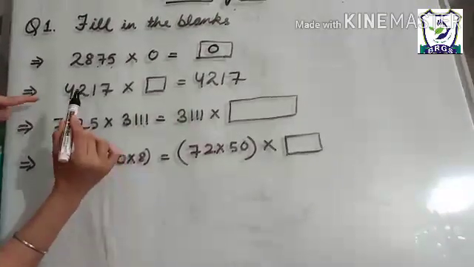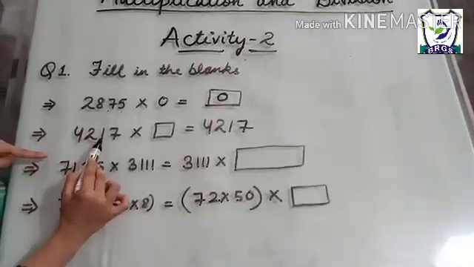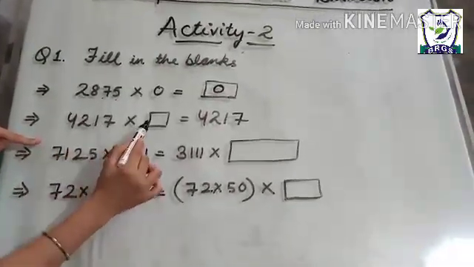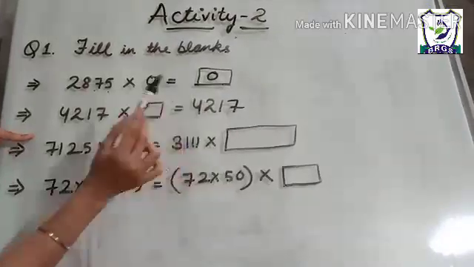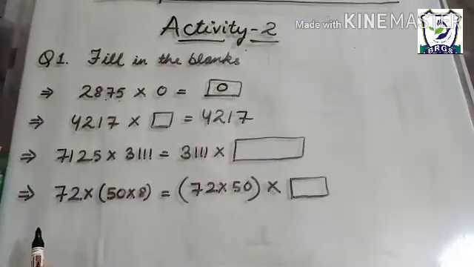Now students, come to the next one. You have a number 4217. With what number will we multiply this so that we will get the same number as our product? So which property is this students?